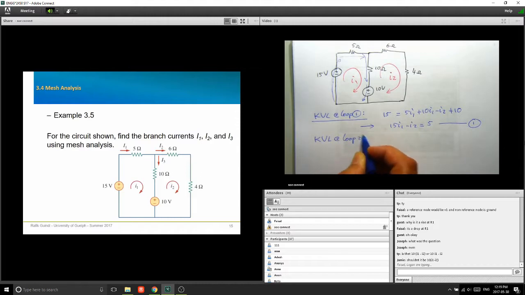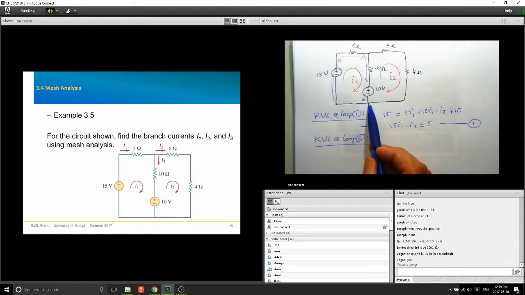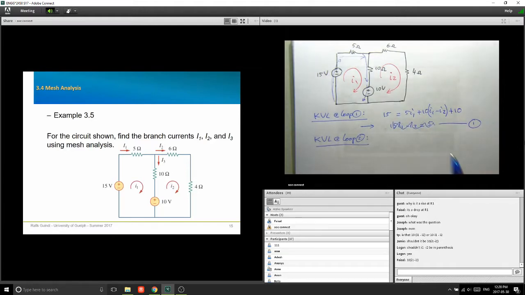Let's do KVL around loop 2 or mesh 2. So again, I'm going to start from the bottom left corner. Oh, yes, sorry. Absolutely. What did I do? Thank you. You're absolutely right. So it's 15 equals 5 I1 plus 10 I1 minus 10 I2 plus 10.